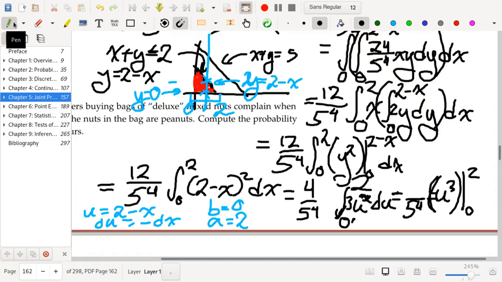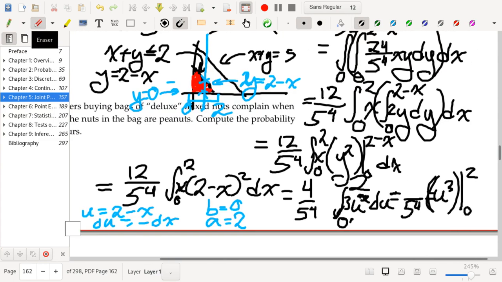4 is, wait a minute. These don't seem to be quite matching up. Oops. I made an error a long time ago. There should be an X right here. My apologies. So that was an error. We need to back up. Sorry about that.